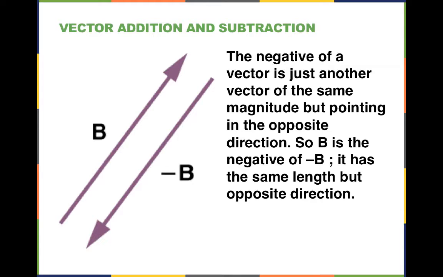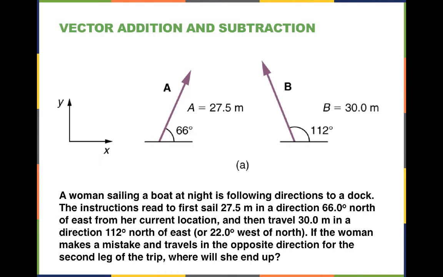Now, if we want to subtract a vector, the process is simply adding a negative vector. And a negative of any vector is a vector of the same magnitude, parallel in exactly the opposite direction. So as you can see here, B and minus B are exactly the same magnitude, and the only difference is that minus B is parallel to B, but in exactly the opposite direction. So you can use subtraction in order to find an answer as well. And here's an example of that.